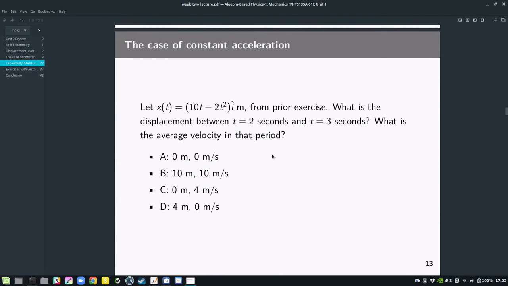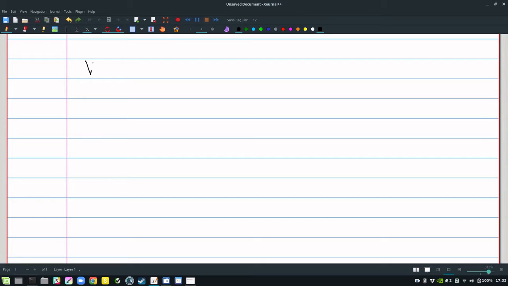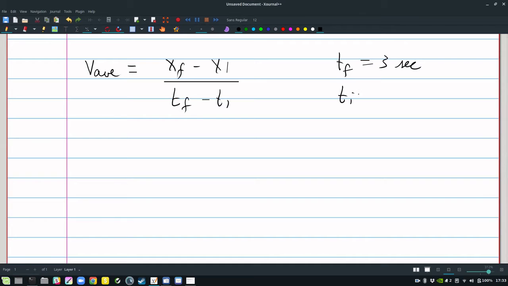But if we go to the next problem, it's the same system moving in the same way from the prior exercise, but now we're changing the time interval, so 2 seconds to 3 seconds. What is the average velocity in that period? So we'll calculate the V average in the same way, and that's x final minus x initial divided by t final minus t initial. T final is still 3 seconds. T initial now is 2 seconds.